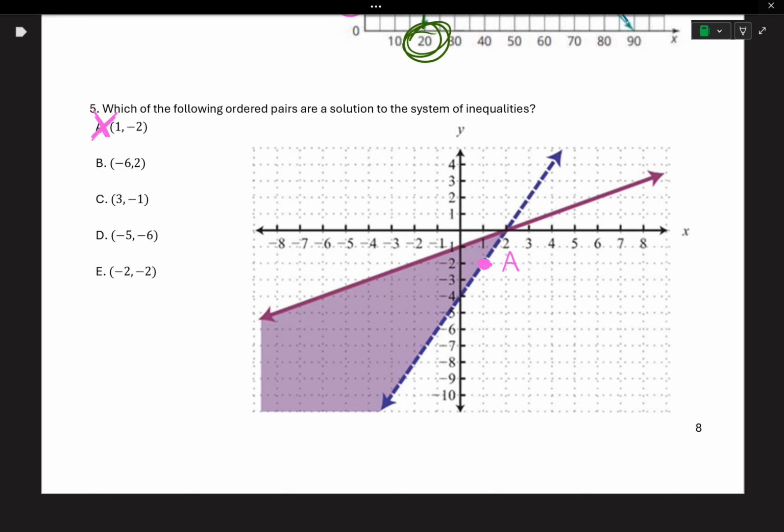Letter B, negative 6, comma 2. That's not even in a shaded area. Letter C is 3, negative 1. Also not in the shaded area. Letter D, negative 5, negative 6. Yeah. Letter E, negative 2, negative 2. Also yes, because it's on the solid line.